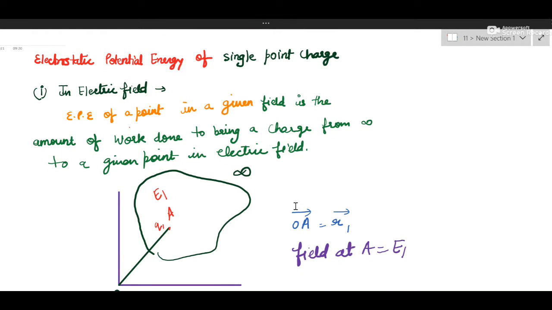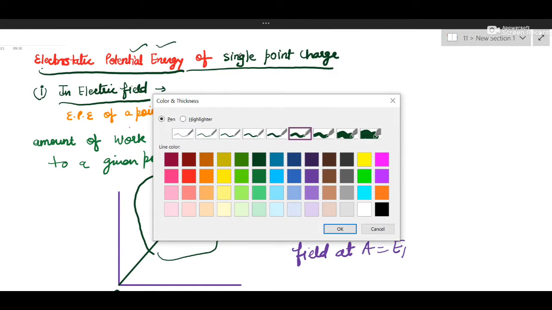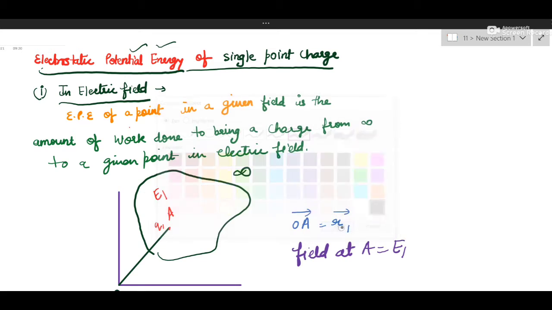The topic is electrostatic potential energy of a single point charge. The first case is in an electric field. Every potential energy or kinetic energy is measured with the help of work done, so here also we will do some work. The topic is electrostatic potential energy of a single point charge in an electric field.